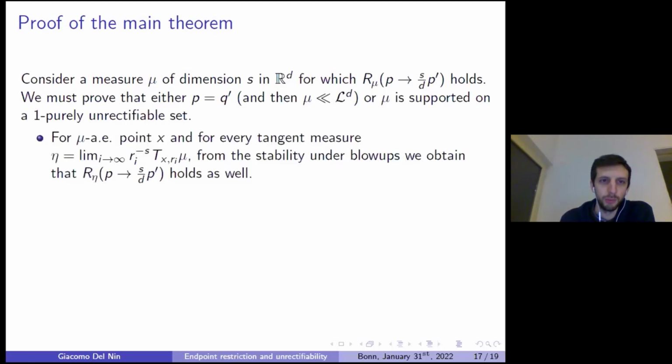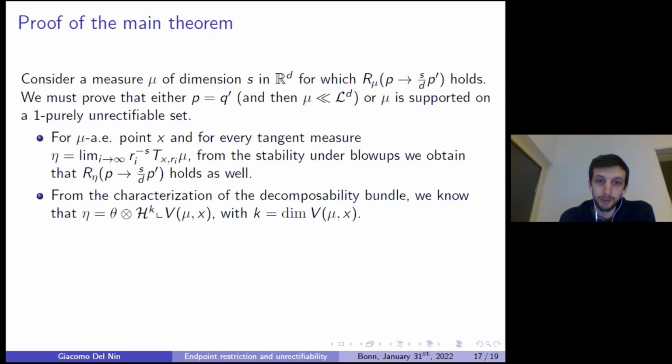So first of all, for mu almost every point x, we can take a tangent measure, and for every tangent measure eta, we know from the stability under blowups of the Fourier restriction that the restriction holds also for the tangent measure eta. So eta still has the same restriction for the endpoint exponent. But on the other hand, we know from the characterization through the decomposability bundle that the tangent measure eta is the tensor product of some measure theta and the flat measure on V of mu x, the decomposability subspace.